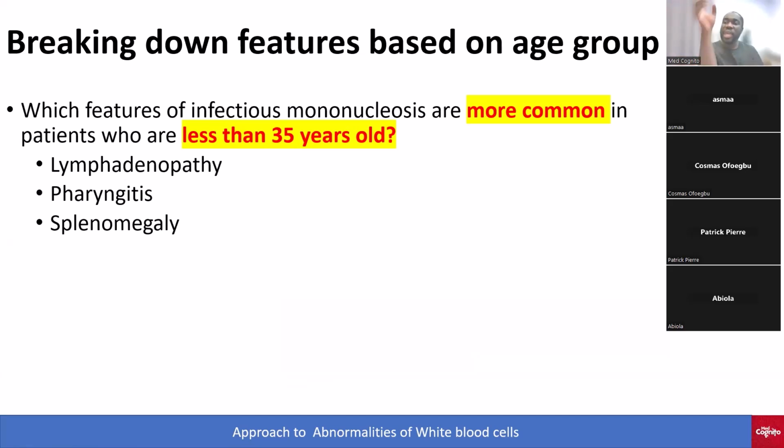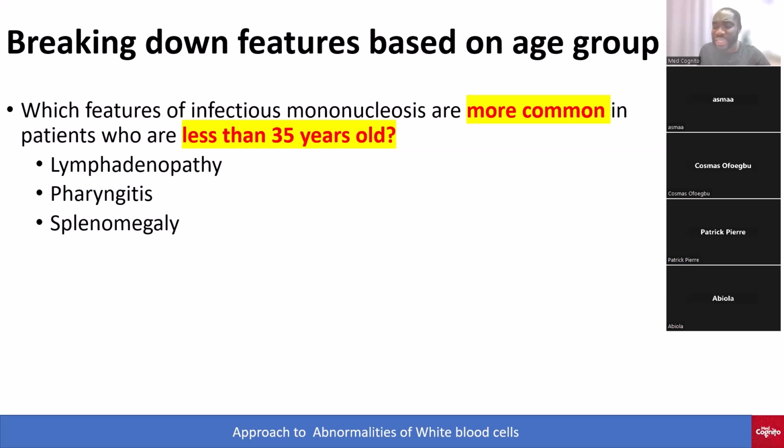Let's take our time. In younger people, the more common features are lymphadenopathy. Number 2, sore throat, that is pharyngitis. Number 3, enlarged spleen. Doctors, please write this down, because we are going to deal with a question right after this slide. Number 1, lymphadenopathy, young people. Number 2, pharyngitis, young people. Number 3, splenomegaly, young people.